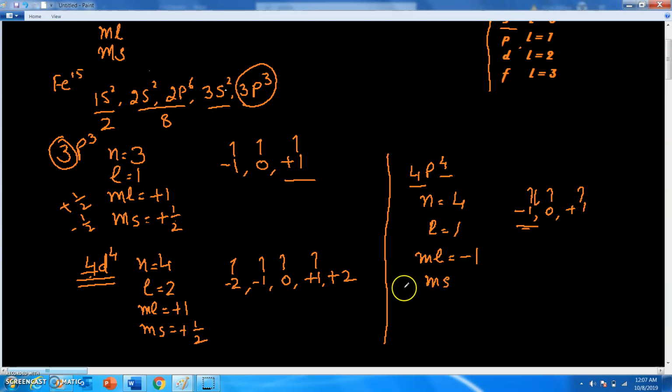MS, what about the spin? The last electron is downward. So we will write -1/2. In this way, we can find different 4 quantum numbers of an element.